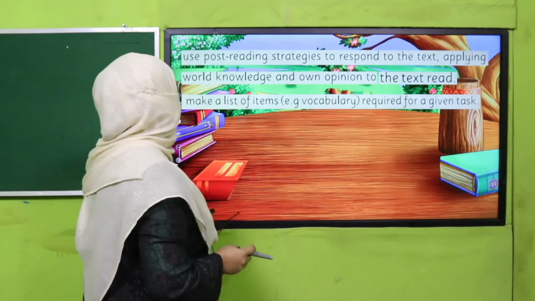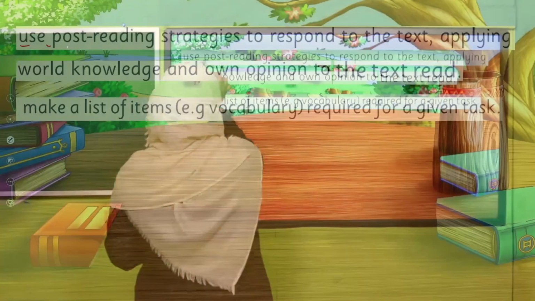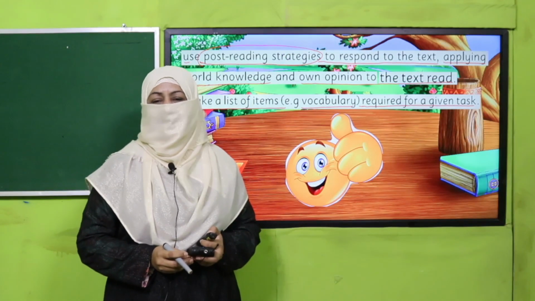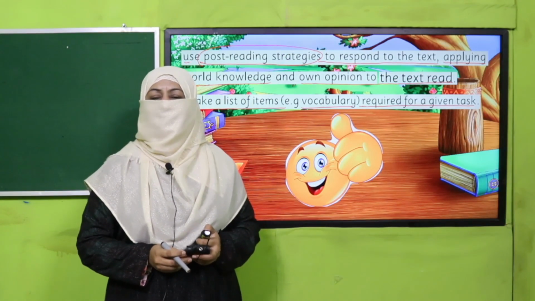So what we have learned today: we learned to use post-reading strategies to respond to the text, applying word knowledge and own opinion to the text read, and to make a list of items, for example vocabulary, required for a given task. Are we done with it? Yes. So that's it for today. Tomorrow I'll come again with a very interesting lesson.